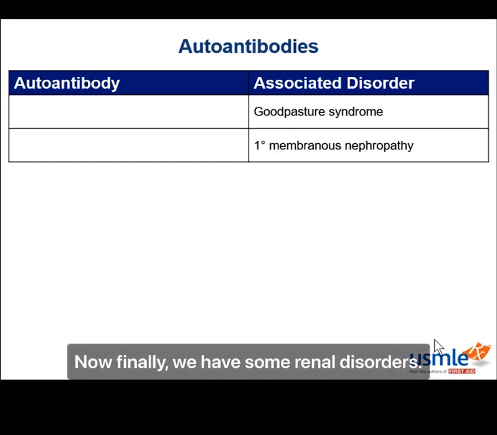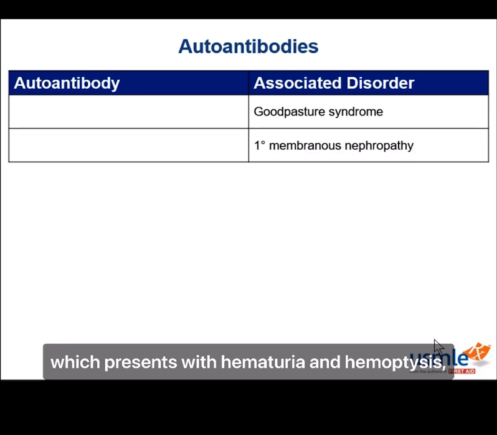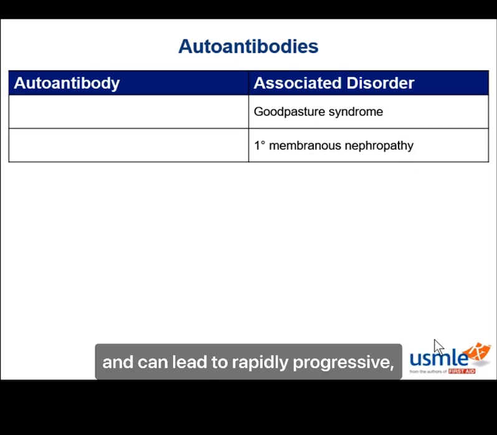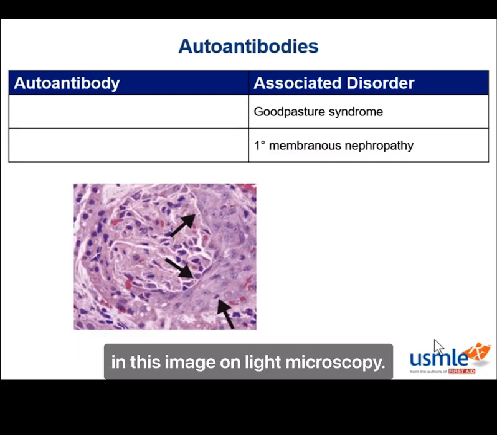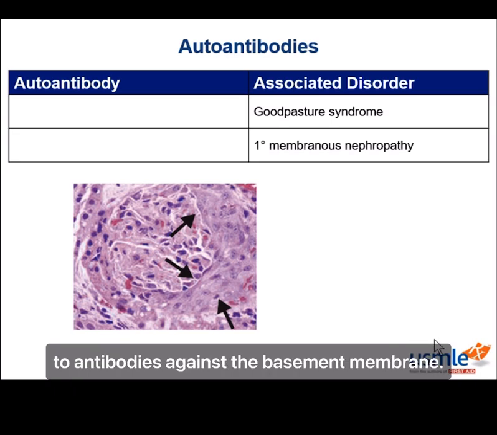Now finally we have some renal disorders. The first is Goodpasture syndrome, which presents with hematuria and hemoptysis and can lead to rapidly progressive or crescentic glomerulonephritis. And you can see the crescent moon shape here in this image on light microscopy. Now, Goodpasture syndrome is due to antibodies against the basement membrane.